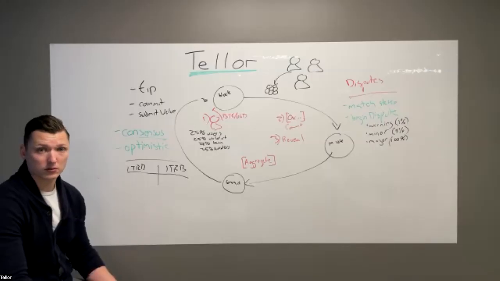So let me get this right. The tippers are effectively setting a baseline of how much needs to be staked to provide the price for the request? No, they don't. Okay. Because the one thing I'm thinking about is there could be different reasons for requesting a price, right?